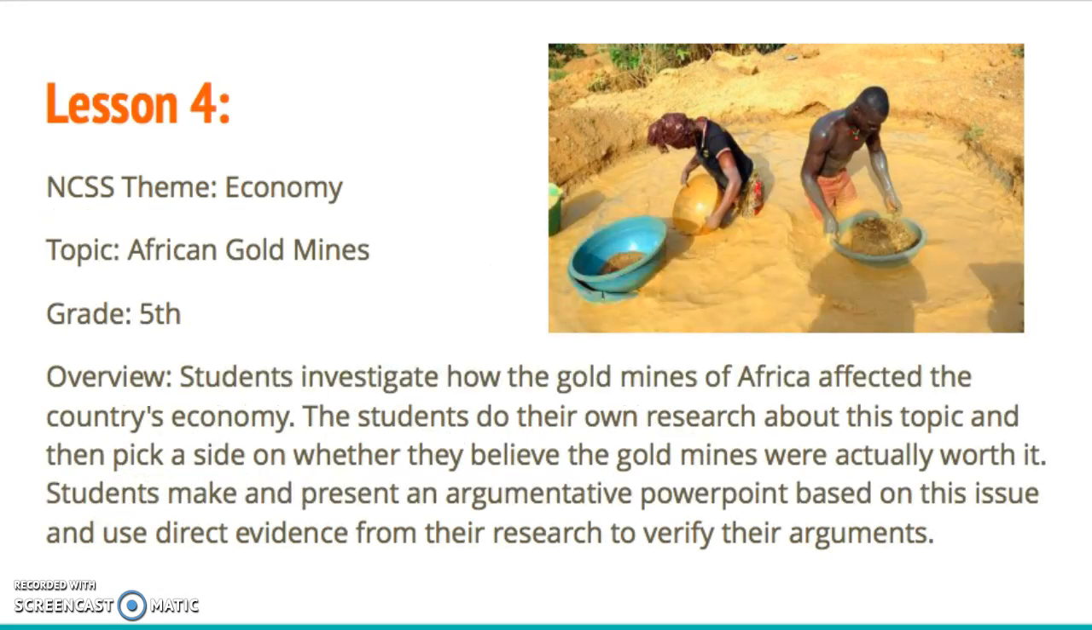For the next lesson, we focused on economy, and an overview of what the lesson was about is students investigated how gold mines of Africa affected the country's economy. The students did their own research about the topic, and then they had to pick a side on whether they believed the gold mines were actually worth it or not. Students then made an argumentative presentation based on this issue, and used direct evidence from their research to verify their arguments.